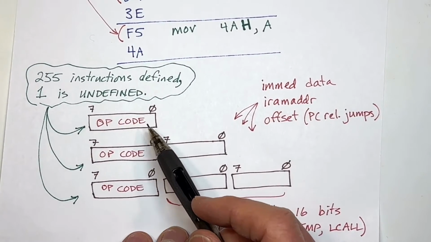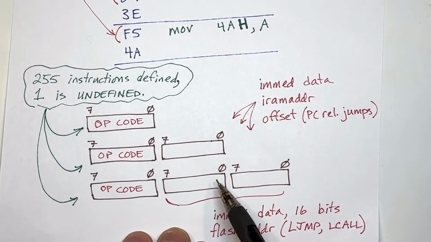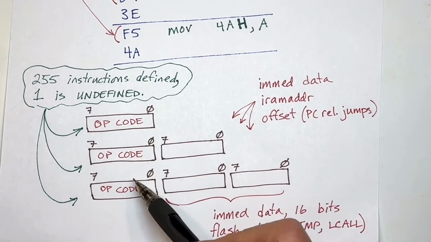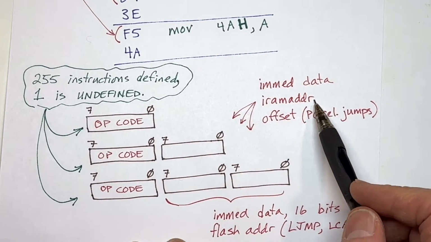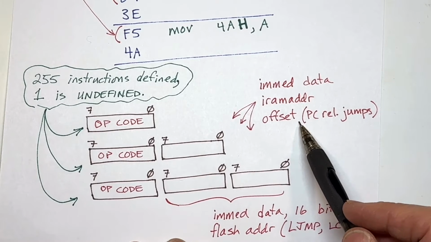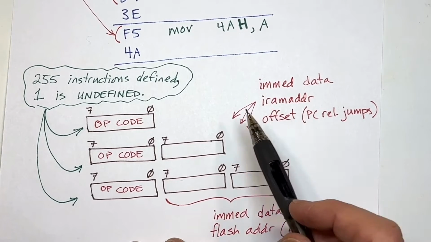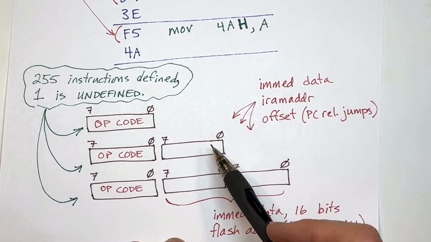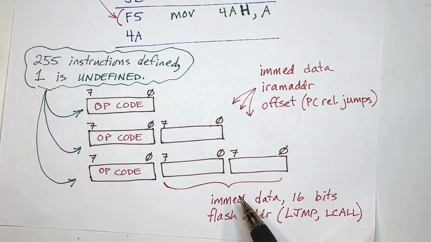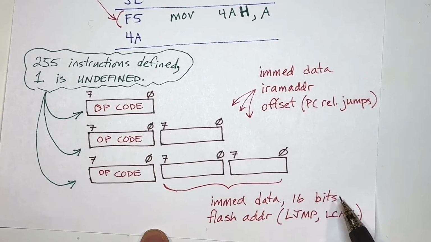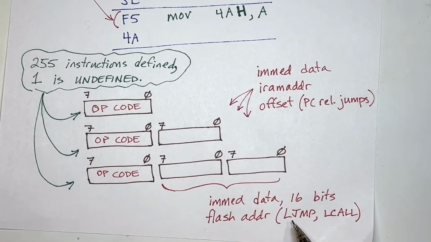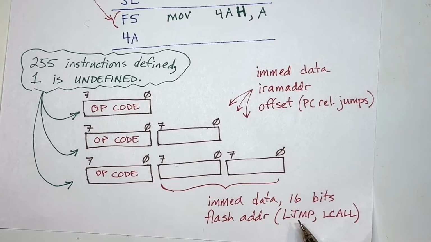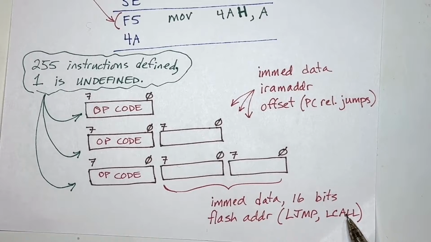In general, instructions can be either 1, 2, or 3 bytes in length. The opcode is always the first byte, and we can also have immediate data, or possibly a memory address, or we can have an offset for jumps and branches. Those would all be an additional byte. And in some instructions, we have a need for 16-bit immediate data, and we also have a need for a 16-bit memory address for the flash to use for jumps and calls, specifically for long jumps and long calls.